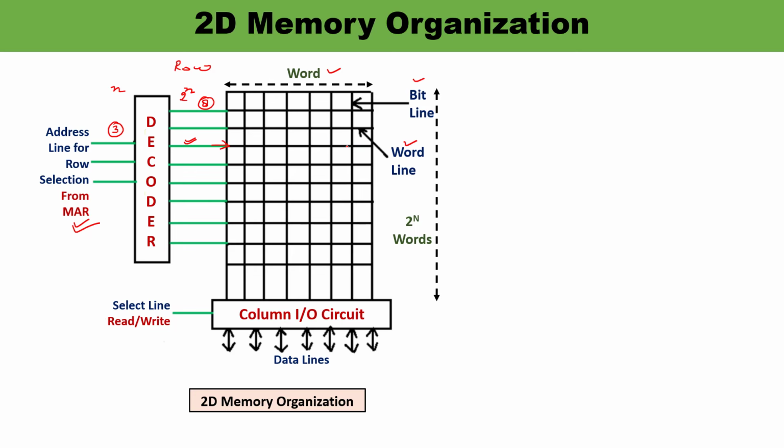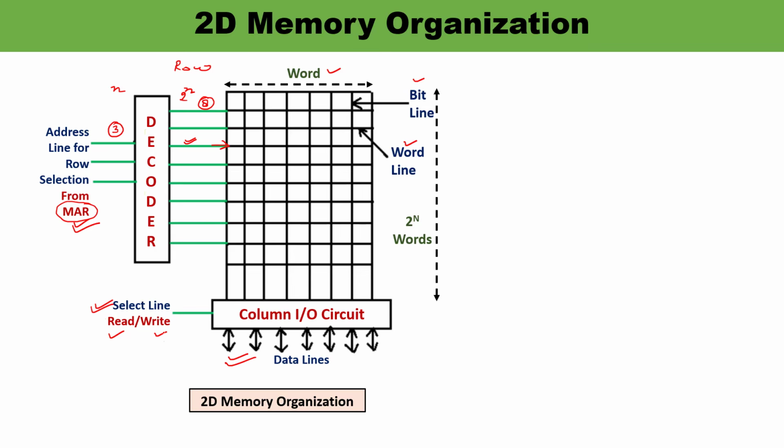But whether it is a read operation or a write operation, you can see there is a select line. This is the control signal. If it is a read operation, the read control signal is active high, generated by the CPU. Read means that depending upon the address the memory address register holds, a particular row is activated and selected. From that particular memory location, the data will be read and taken out on these data lines.